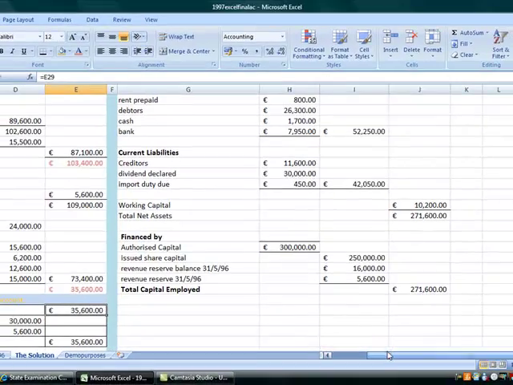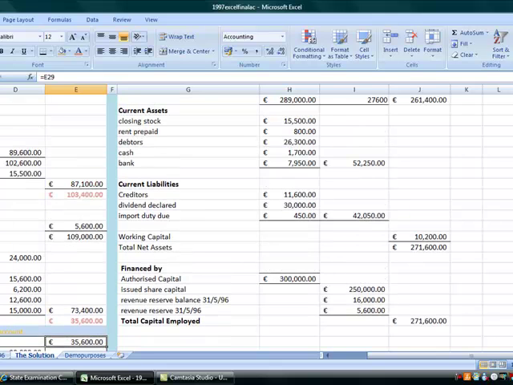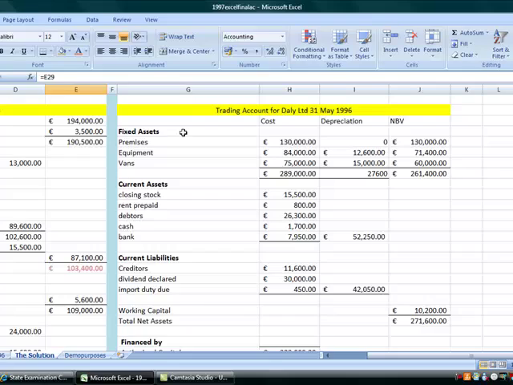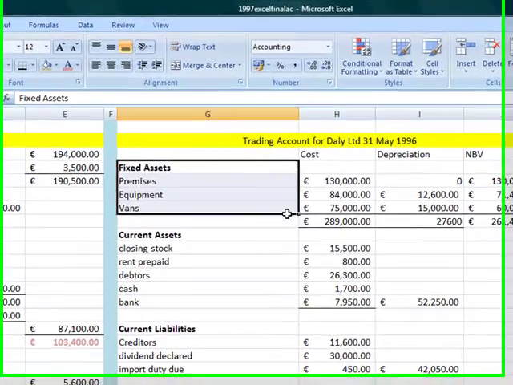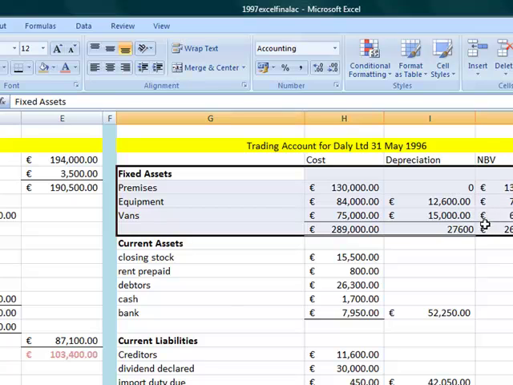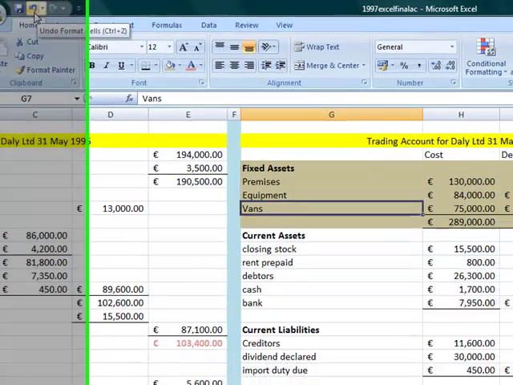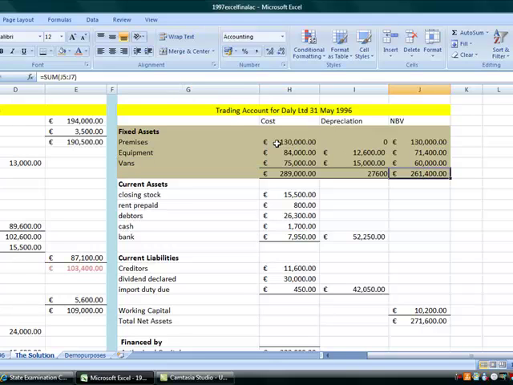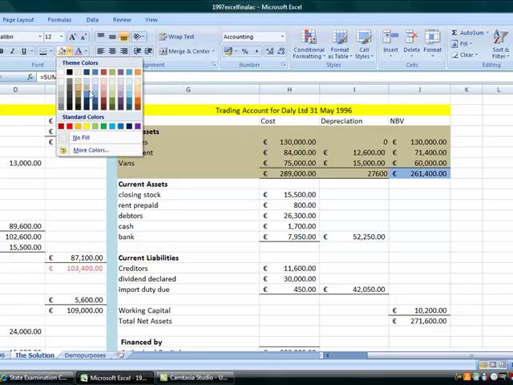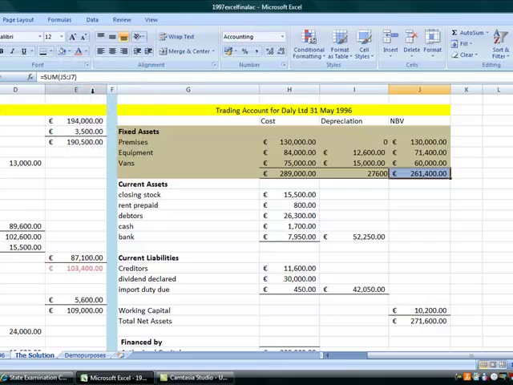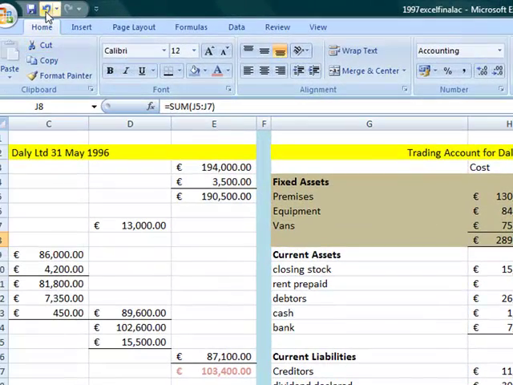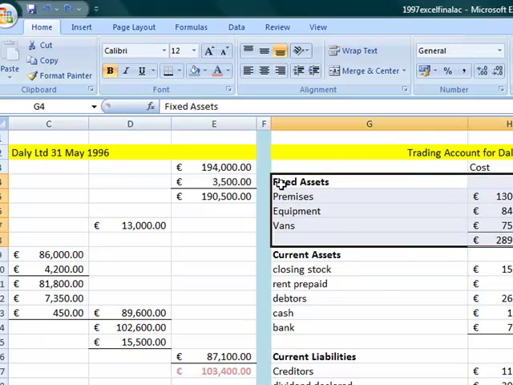On the right side here, we've got the balance sheet. Okay, so we got the balance sheet broken down into various sections. Fixed assets. Fixed assets are long-term items owned by the business, such as premises, equipment, vans. They're all long-term items owned by the business, and there's a financial value on those. So the vans and the equipment and everything, as you can see, there in blue, are worth €261,400.